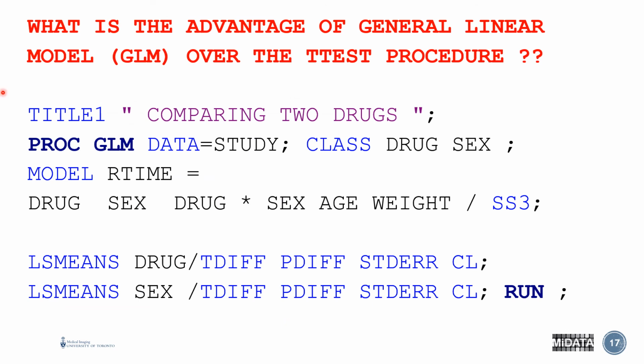So we've just shown that we can analyze the same data set using 2 procedures and getting the same results. So what's the advantage of using GLM, the general linear model procedure, over the t-test procedure? Well, let's just say we have another analysis to perform.